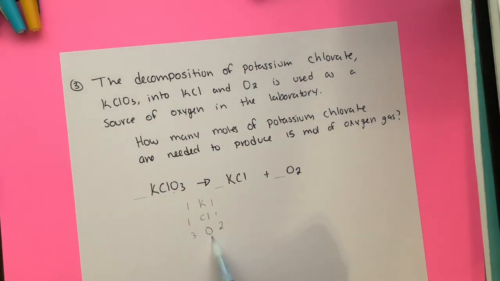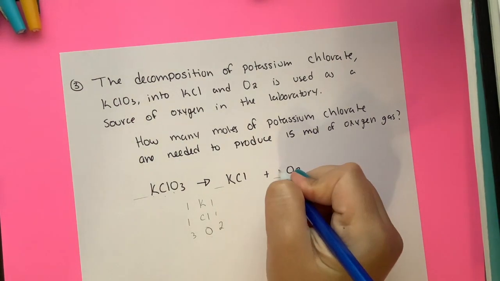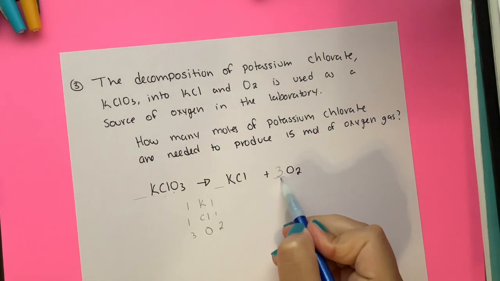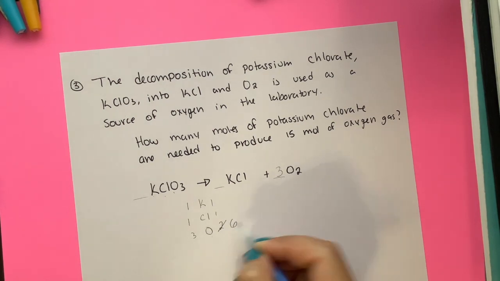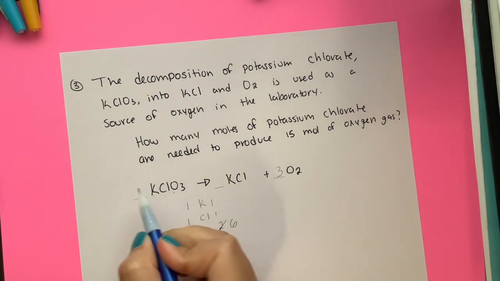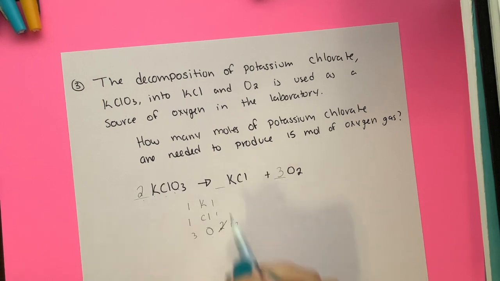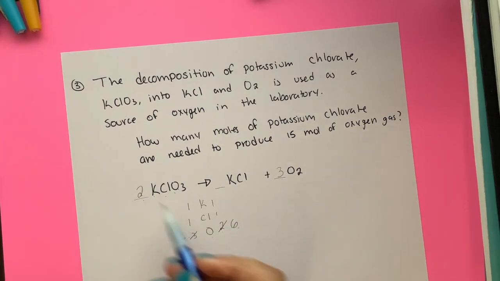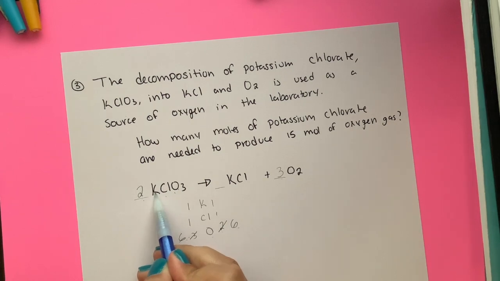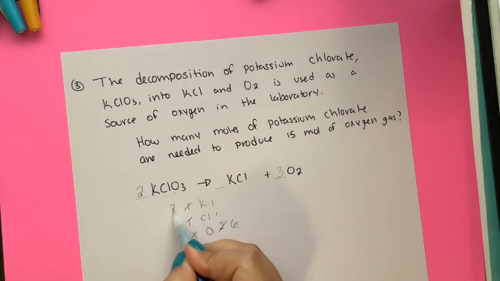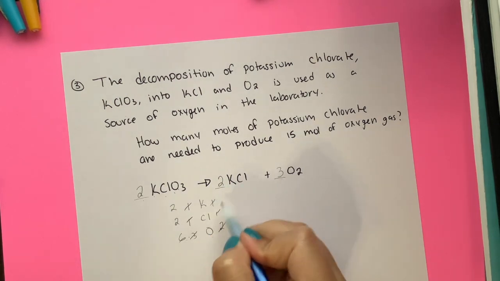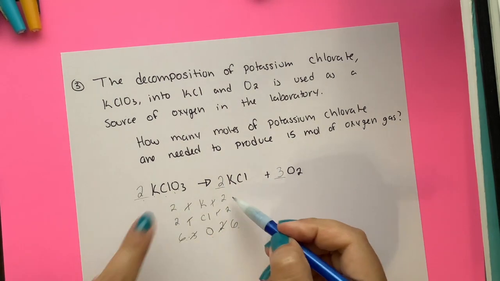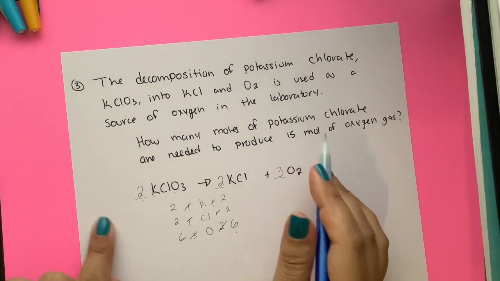And I'm going to fix the oxygens by putting a 3 here. When I multiply 3 times 2, I get 6. So now here in front of KClO3, I'm going to put a 2, so that when I multiply by 3, it also gives me 6. So my oxygens are now balanced. Remember, this 2 also affected K and Cl. So now I have 2 of each. So I will need to put a 2 here in front of potassium chloride. That also gives me 2. Everything is balanced. I am done.